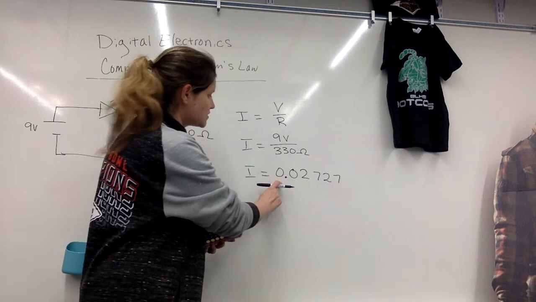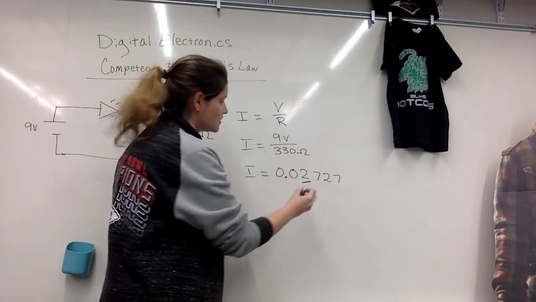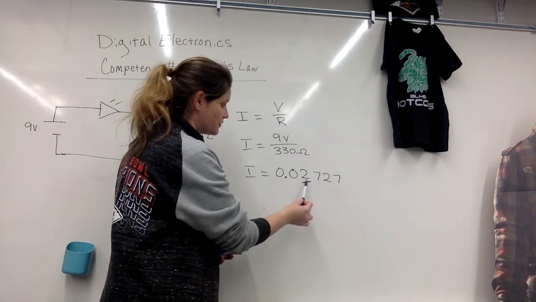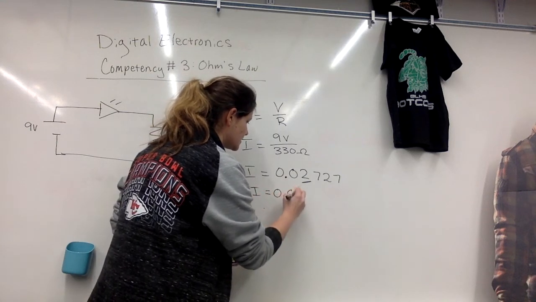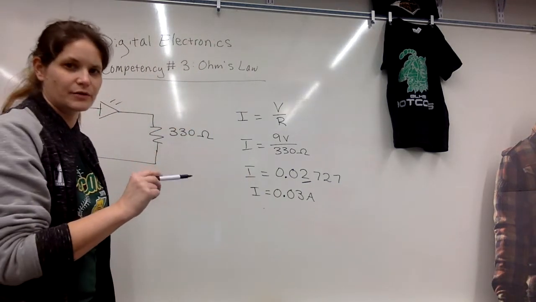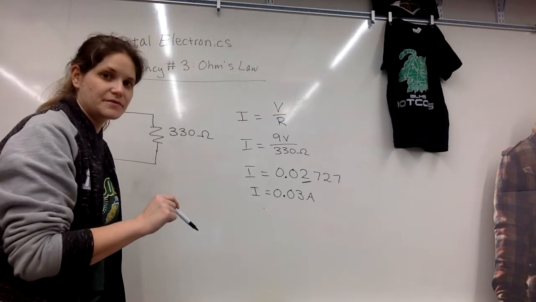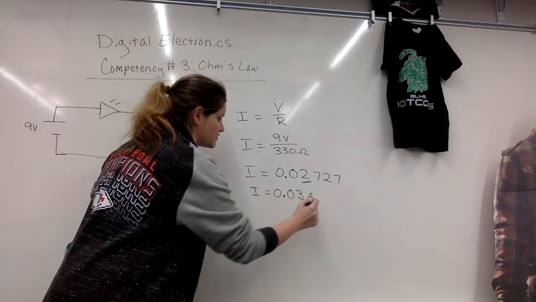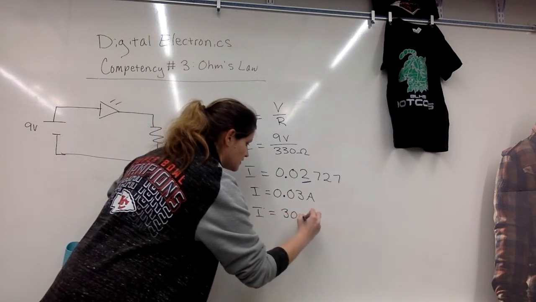This 0 doesn't count. This 0 doesn't count. This is the first digit that counts. That's a 7. This needs to round up to 3 because 5 or bigger, we would be rounding this up. So our current is equal to 0.03 amps. And then if we were calculating this as milliamps, you would want to convert that by moving the decimal place 1, 2, 3 places, and so that actually ends up being 30 milliamps.